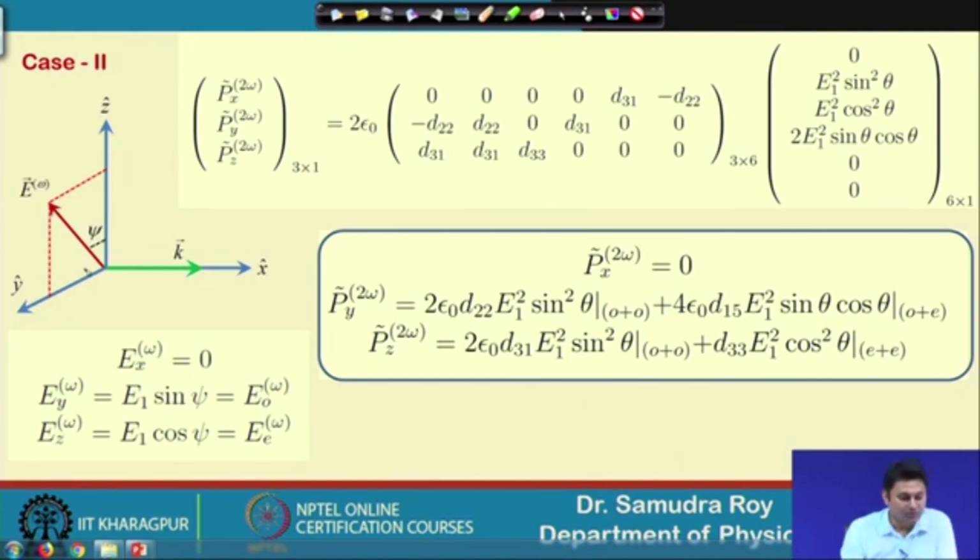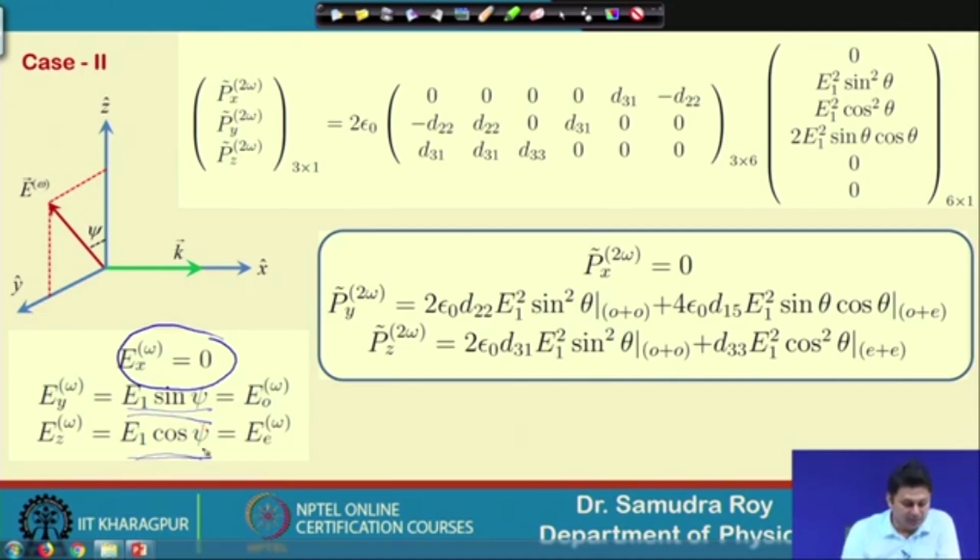So, here we need to find out what is going on in terms of this E. So, E is launched with an angle psi. So, that means we can figure out what are the components. First thing we need to find out what are the components. So, E x should be 0, because E is eventually in the y z plane. E y is the component along y direction. So, it should be E 1 sin phi sin psi, and E z is E 1 cos psi.